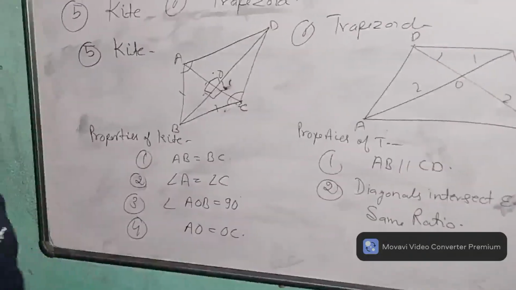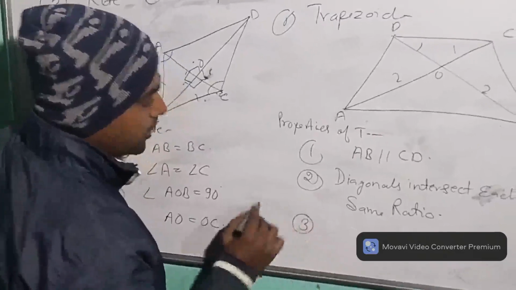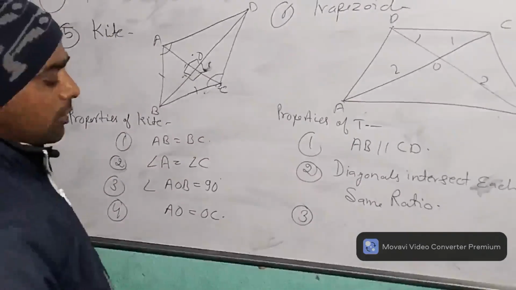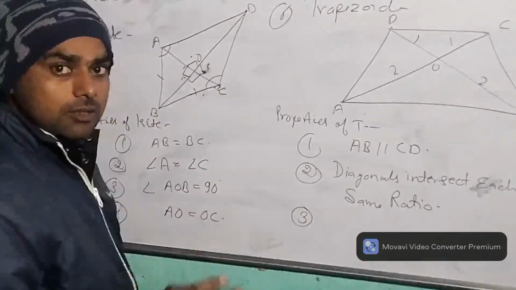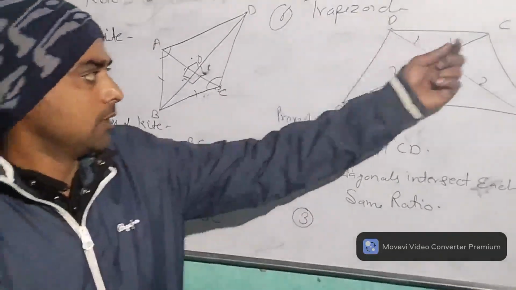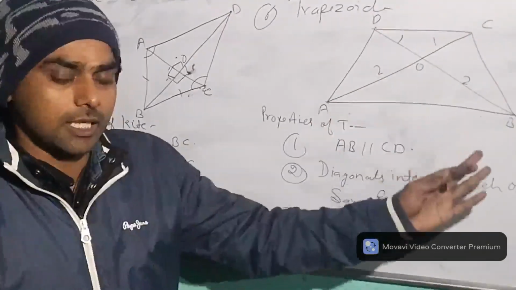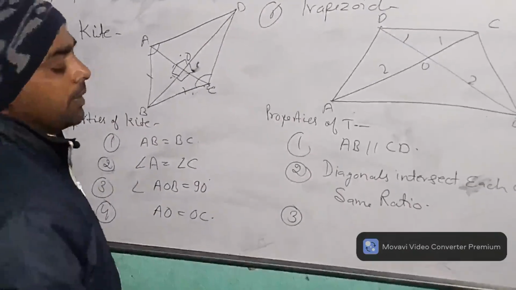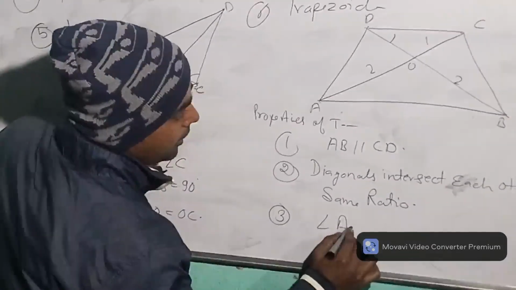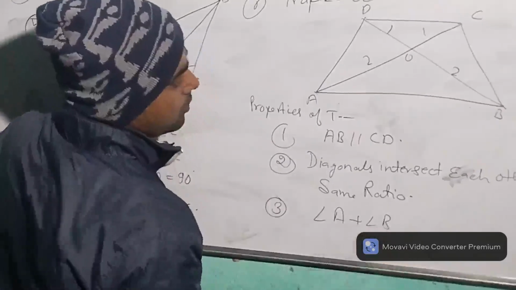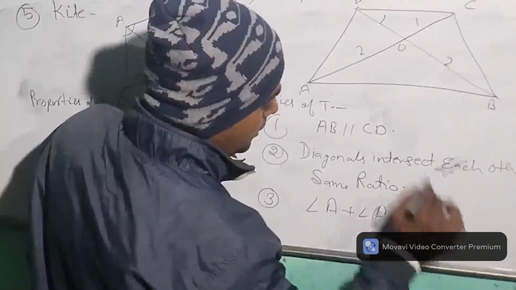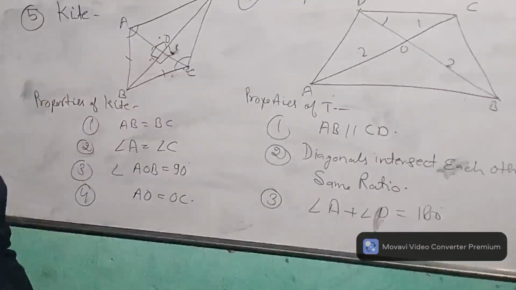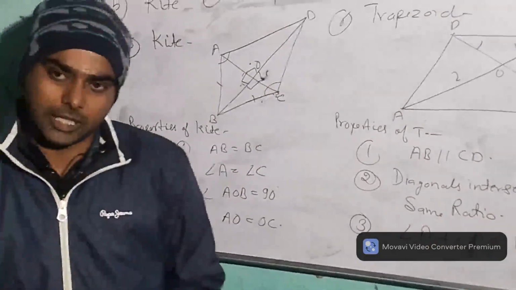And third property of the trapezoid: the sum of adjacent angles will be supplementary. That means angle A plus angle D is equal to 180 degrees. This is the properties of trapezoid.